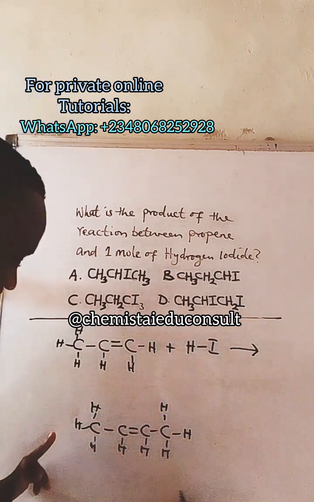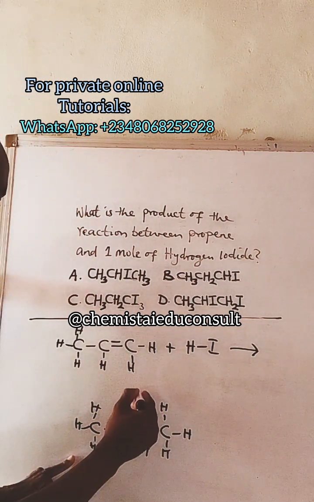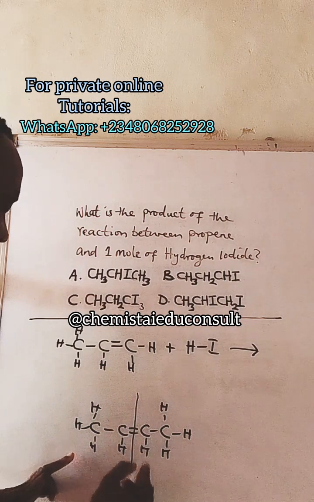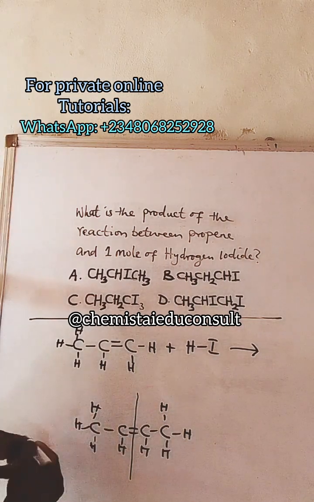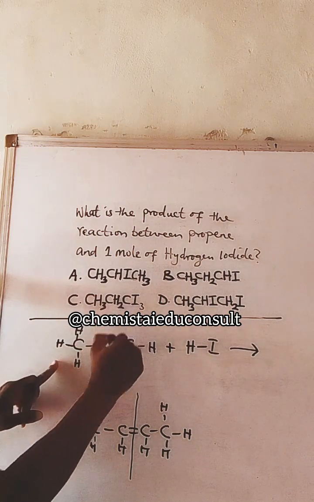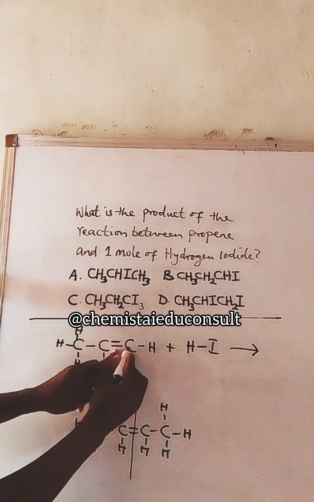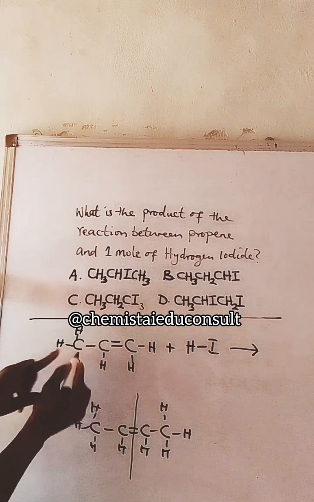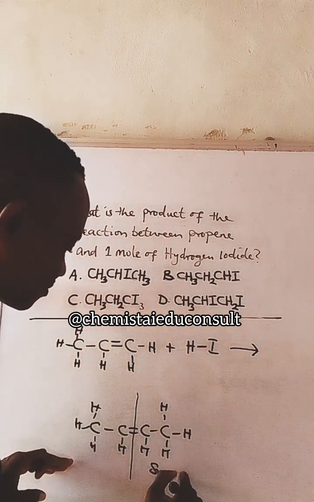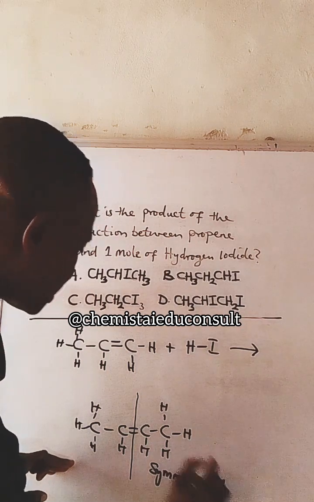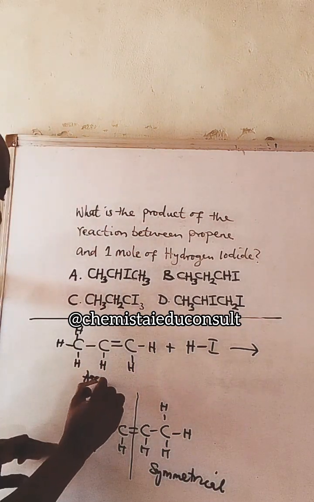This is symmetrical because if you draw an imaginary line across the double bond, what you get at the right is equal to what you get at the left. But here, if you draw an imaginary line across the double bond, you get CH2 at the right and C2H5 at the left. So this is symmetrical, and this is asymmetrical.